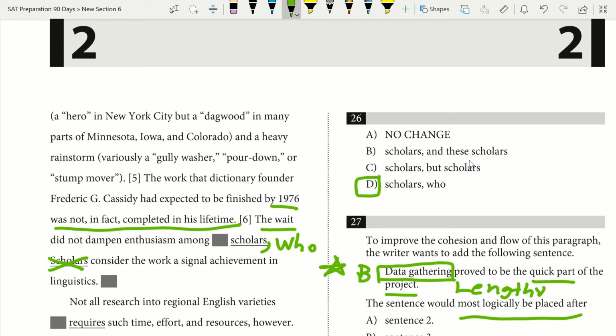Anytime I repeat the same subject twice, the best move is to get rid of that second subject. And in this case, since it's a person or a group of people, we would do a comma and then we would do the word who. So that's just one note right there: anytime you have the same subject repeated twice, once at the end of a sentence, once at the beginning, you're going to want to put a comma, and then if the sentence that comes after is describing that person, just put a comma and put who. So the answer there for 26 is going to be D.